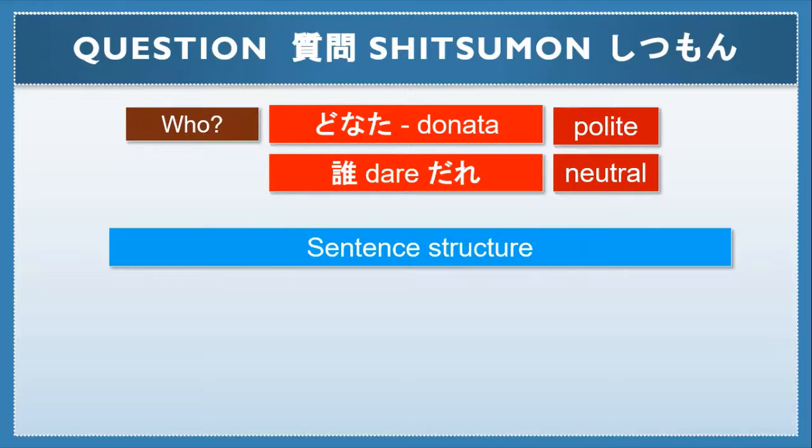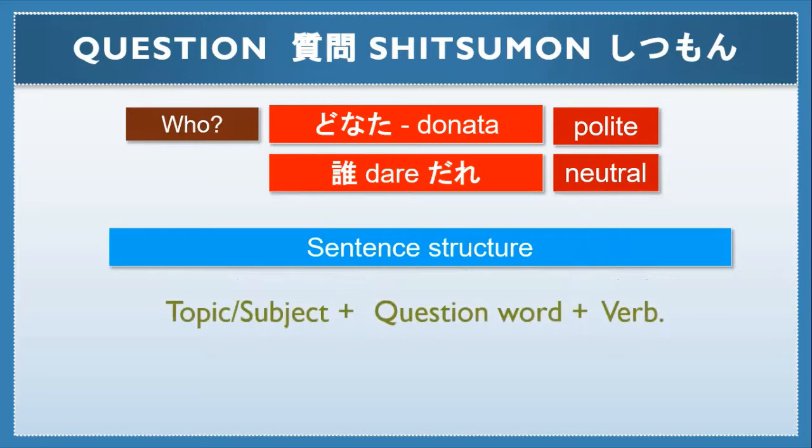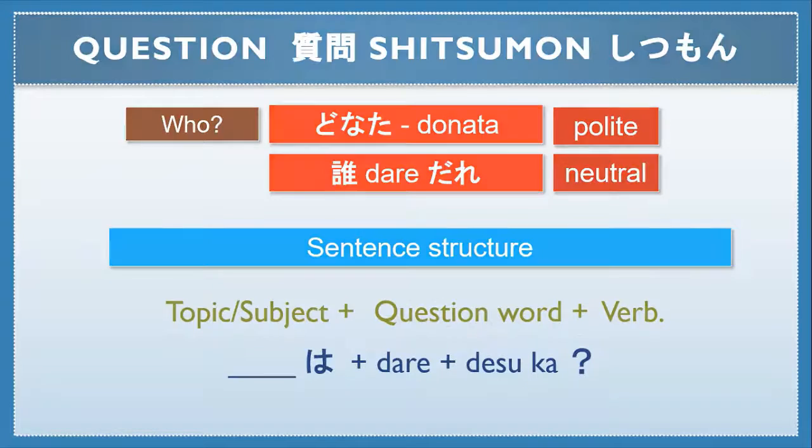Sentence structure: topic or subject, then wa or ga, then the question word, and then the verb. Here the question word is who. Let us look here. Dash wa dare desu ka. Now let us look at it with an example.